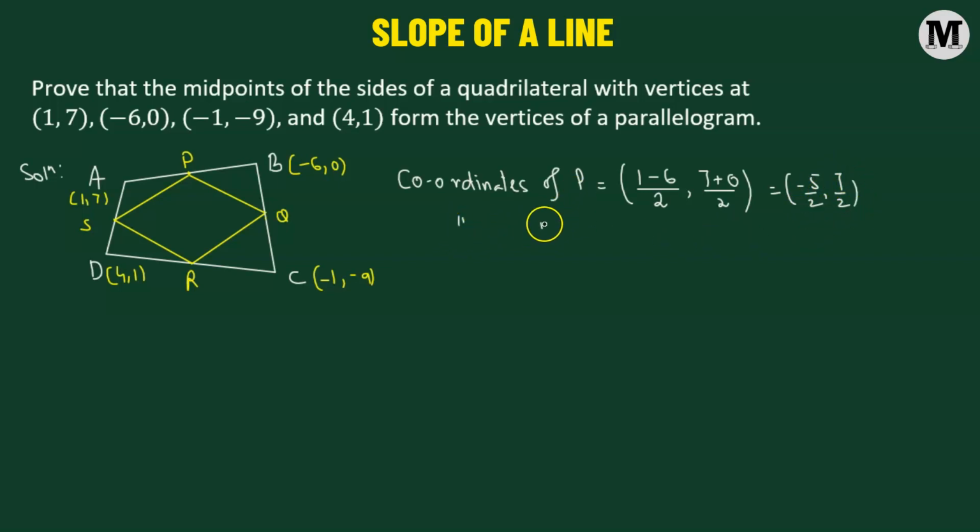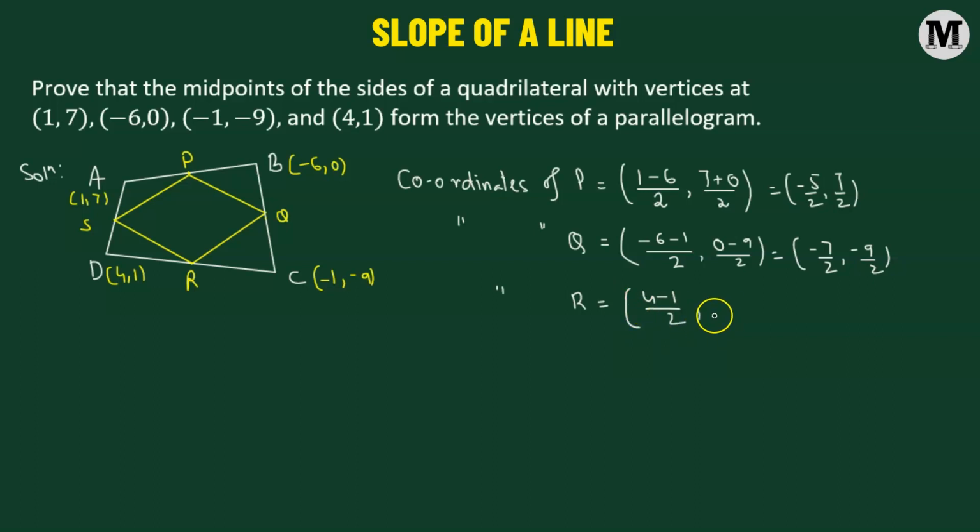Similarly, we can find the coordinate of Q, which is the midpoint of BC. So we have -6 minus 1 divided by 2, and the y coordinate will be 0 minus 9 divided by 2. So that equals -7/2, -9/2. Coordinates of point R: now we have 4 minus 1 divided by 2, 1 minus 9 divided by 2.